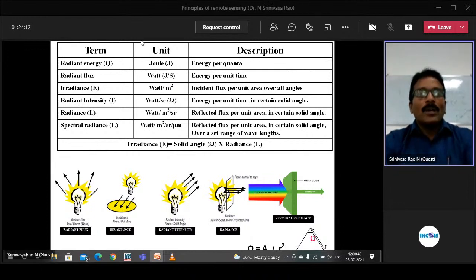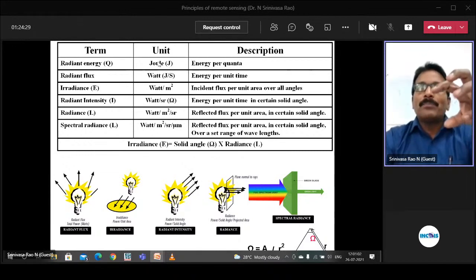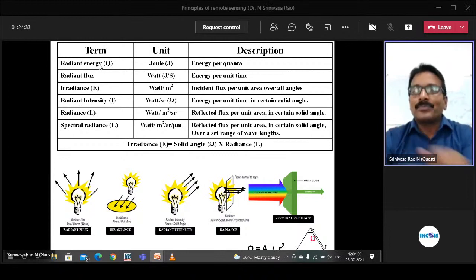It's very easy. The first one is radiant energy. As I already mentioned, radiant energy is one packet of energy, which we call a quanta. One packet of energy, and that unit is the joule. That one we are calling radiant energy.